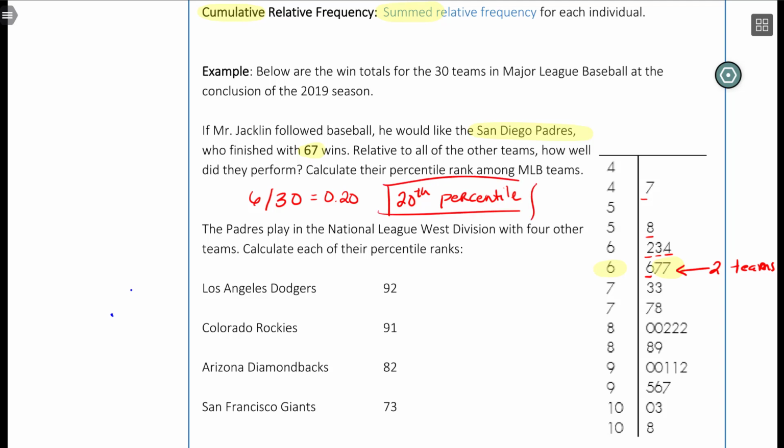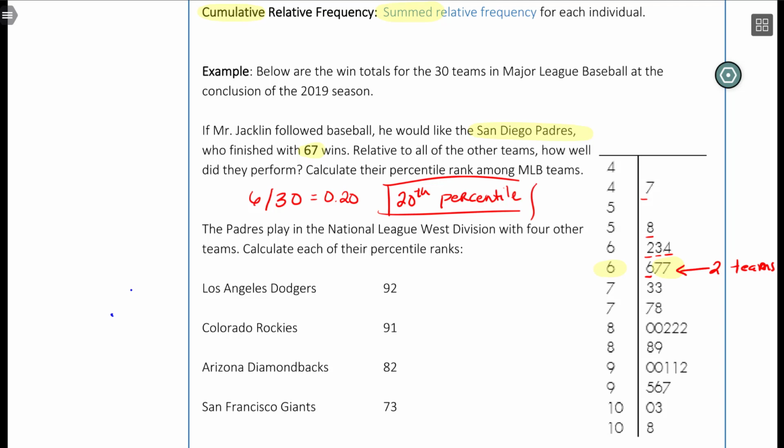And that's really not saying very much. That's not very good, right? Let's go ahead and take a look at a little bit more examples and other teams. The Padres play in the National League West Division with 4 other teams. Let's calculate each of their percentile ranks.